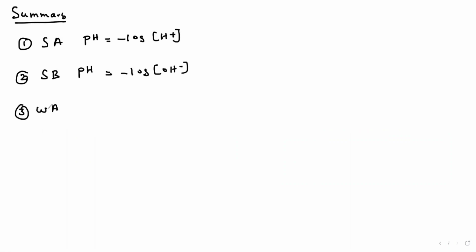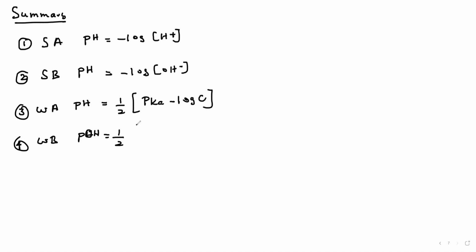Weak acid: pH equal to 1 by 2 pKa minus log C, where C is the concentration in the question. Fourth, what is the weak base formula? For weak base, pOH is equal to 1 by 2 pKb minus log C.